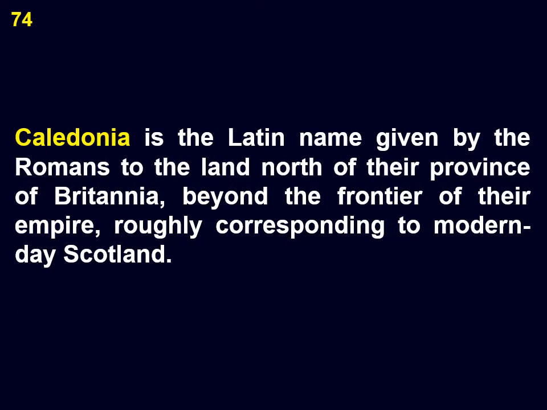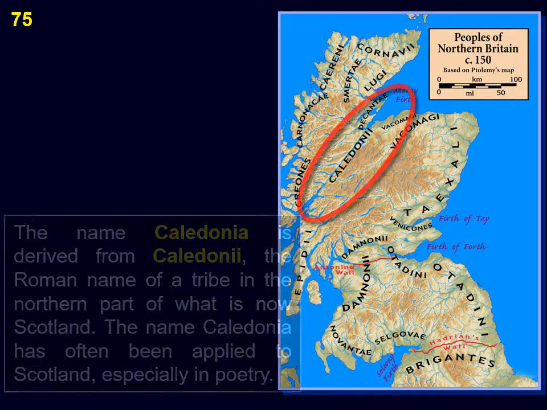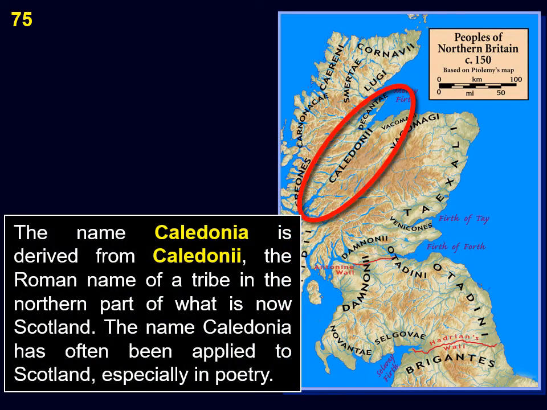Caledonia is the Latin name given by the Romans to the land north of their province of Britannia, beyond the frontier of their empire, roughly corresponding to modern-day Scotland. The name Caledonia is derived from Caledonii, the Roman name of a tribe in the northern part of what is now Scotland. The name Caledonia has often been applied to Scotland, especially in poetry.